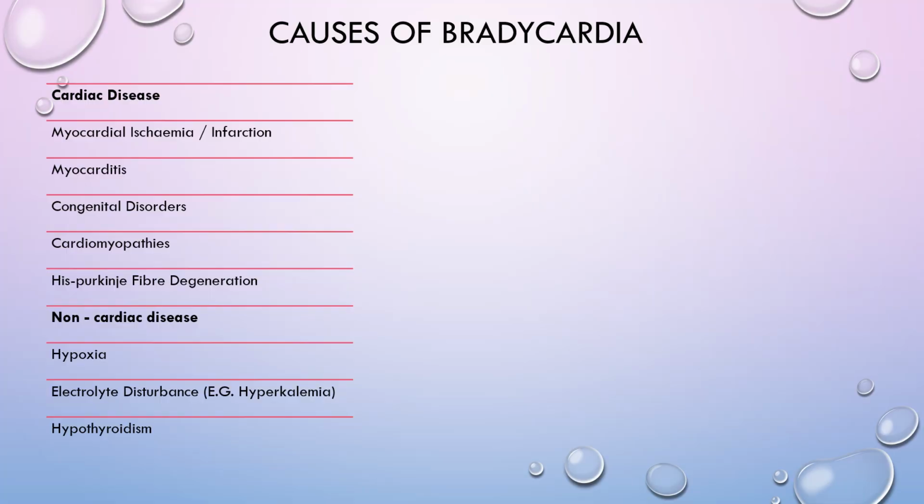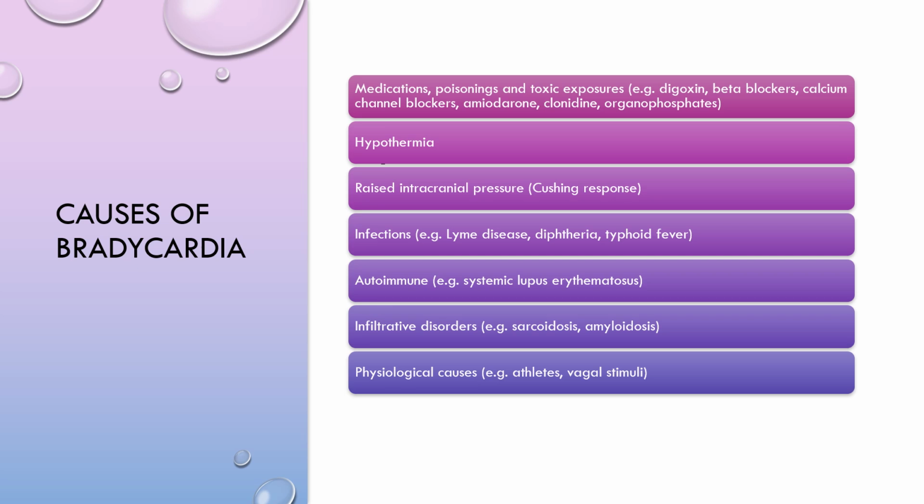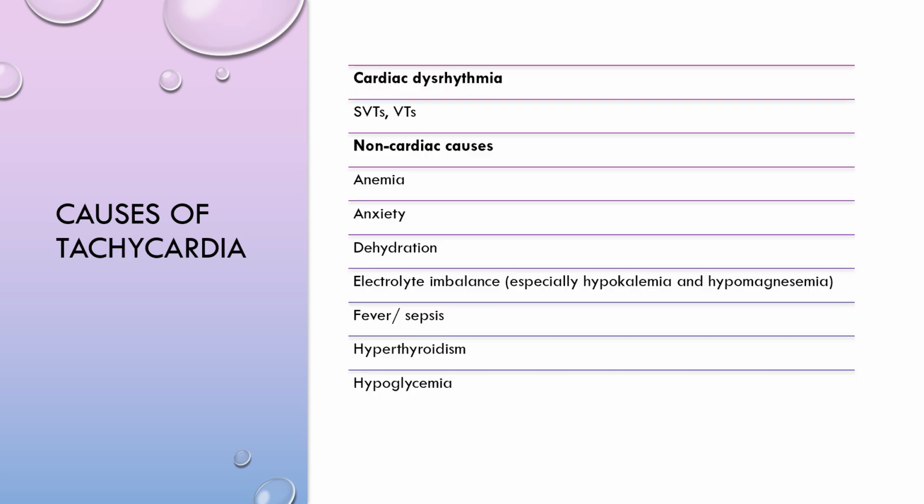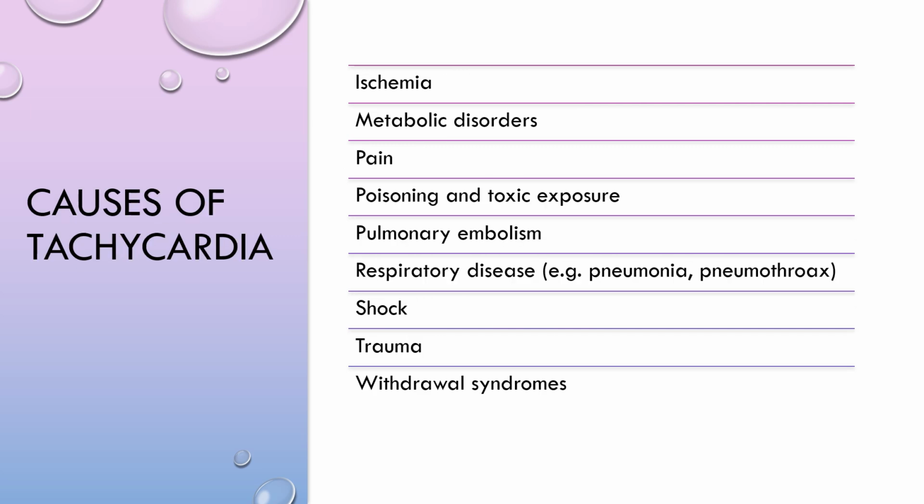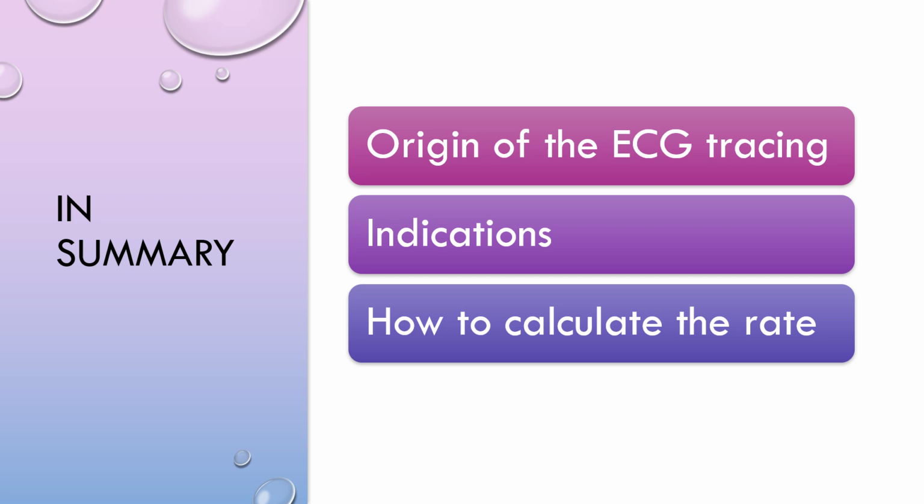So what are the causes of bradycardia? I just thought I should make a list. We have cardiac and non-cardiac causes ranging from myocardial infarction, myocarditis, His-Purkinje fiber degeneration, hypoxia, electrolyte imbalances, hypothermia, infections, physiological causes, very important as in athletes and when there's vagal stimulation. And the causes of tachycardia could be supraventricular or ventricular. Anemia would be one of the non-cardiac causes, anxiety, dehydration, fever, sepsis, ischemia again, pulmonary embolism, shock, trauma, etc. So we manage according to the context of where we find the patient in.